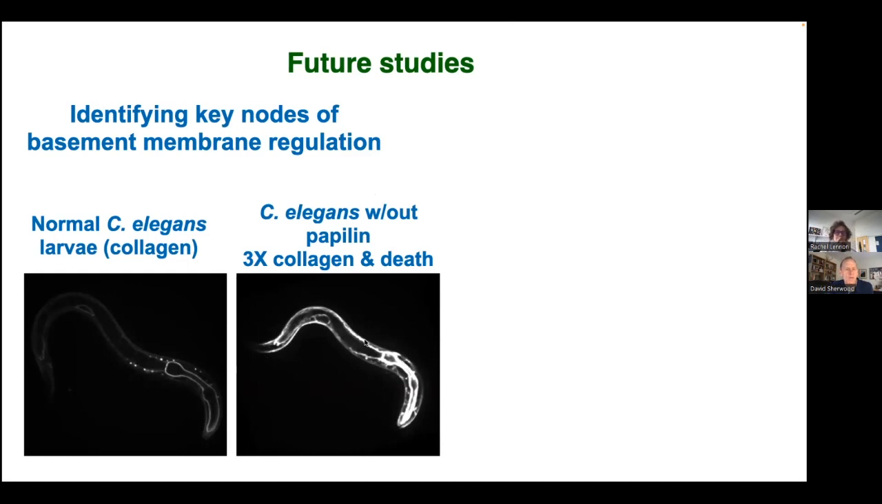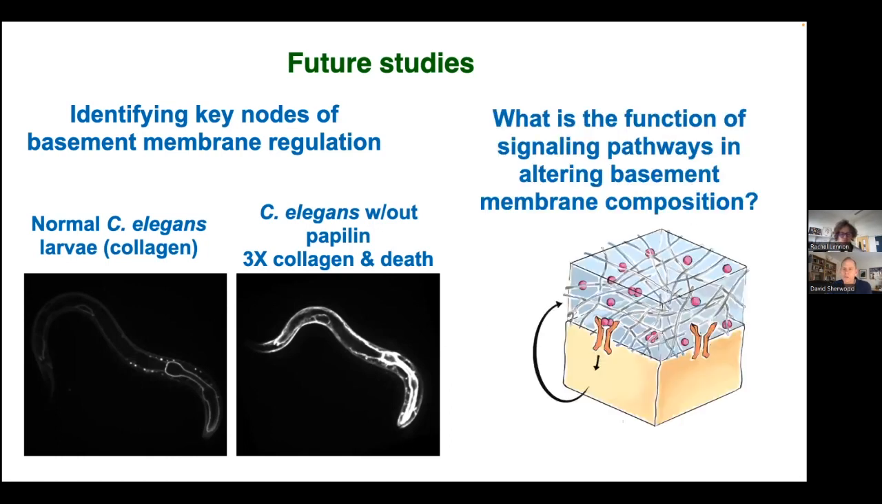And this is really fascinating and potentially important because collagen builds up during aging and in many different diseases like Alzheimer's and diabetes. And we're now also looking at what is the function of these signaling pathways that regulate basement membrane composition? Is this a way that during development, normal physiology, and disease, the composition of basement membranes can be altered? Back to you, Rachel.